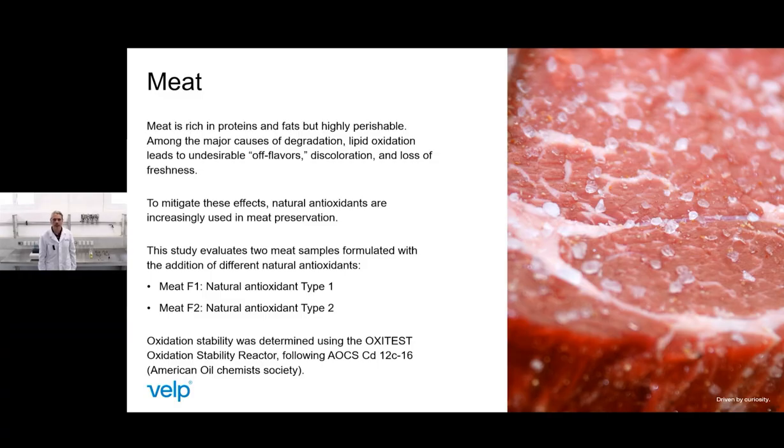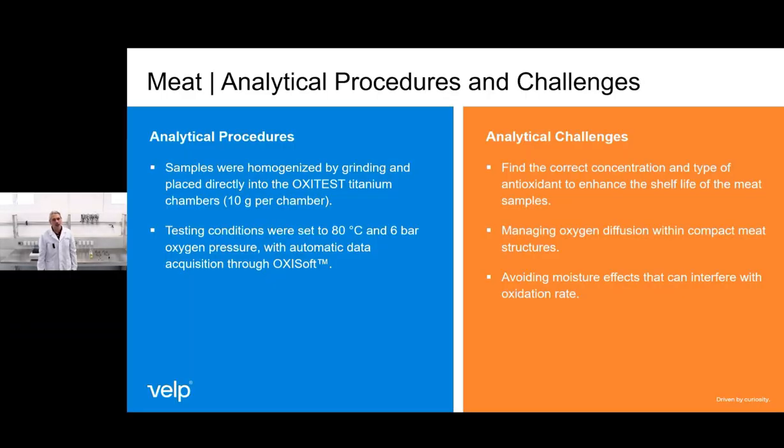The oxidation has been performed in the Oxytest reactor following the AOCS CD 12C-16 method. To increase the repeatability of the results, the sample has been homogenized by grinding it with a cutting mill, and the procedure has been performed to help the distribution and the diffusion of the oxygen through the meat and to reach the fats contained in the meat.